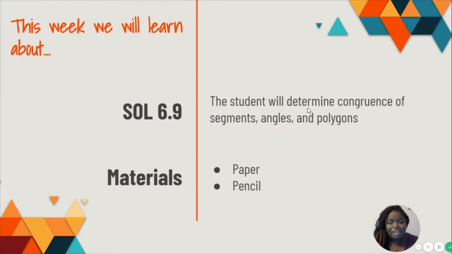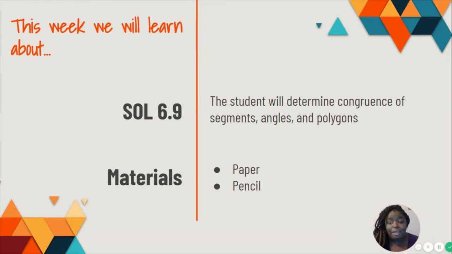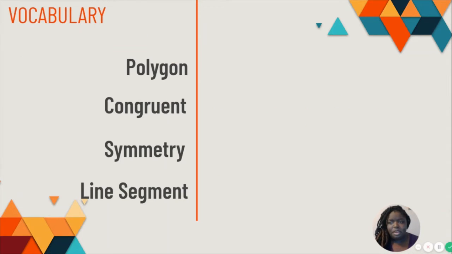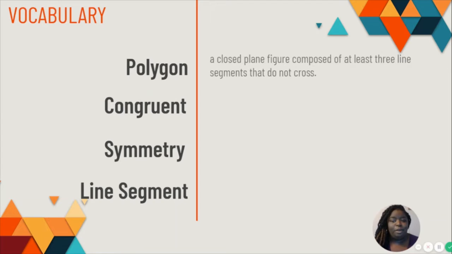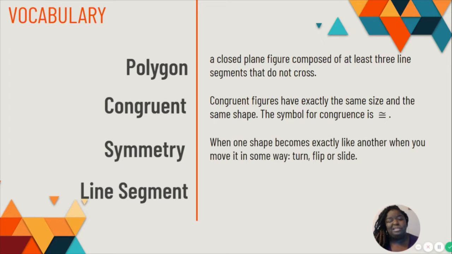So, to continue what we have been doing for this week, we are still working on SOL 6.9, working on congruency, and working on polygons, and you will still need paper and pencil. So, going over vocabulary again, we have been speaking about what a polygon is and what it means for a polygon to be congruent. And so today we're going to work on a little bit more about symmetry and working with line segments.